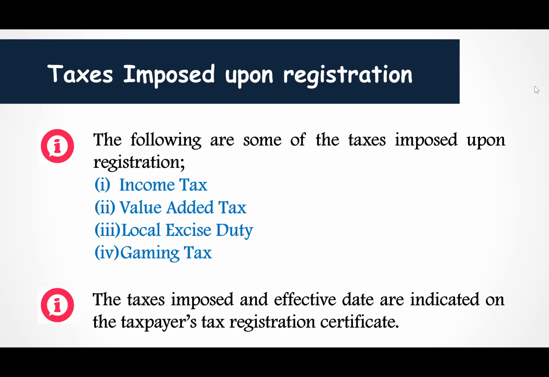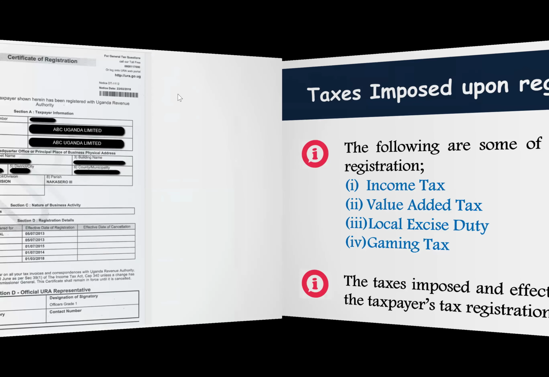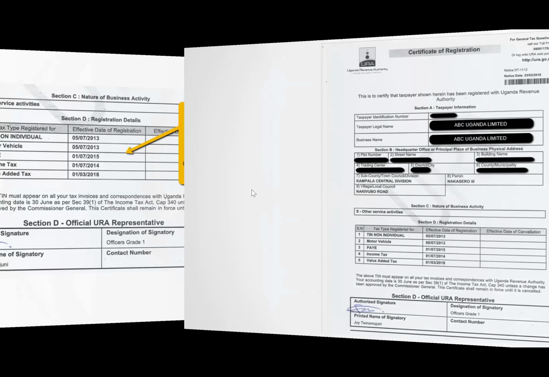Remember last time I told you that for each client that comes to you, make sure you open a file for them. The very first document you will have on file for your client is this one here, the certificate of registration. Make sure that for the client you have taken on, you have their certificate of registration. This is going to show the effective date. Section D of the registration certificate shows the effective date. That's very, very important.